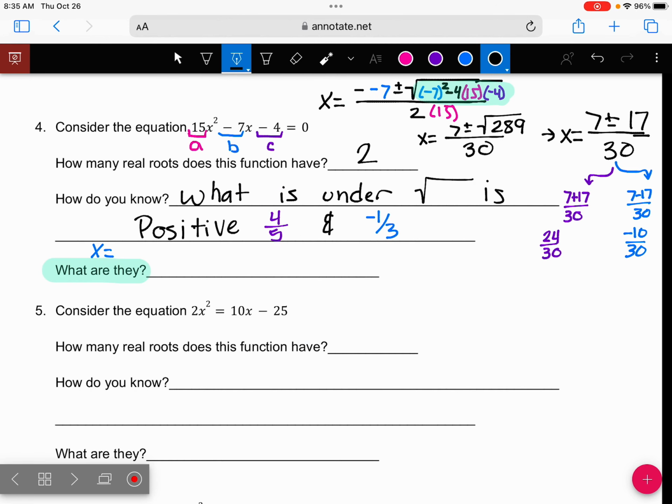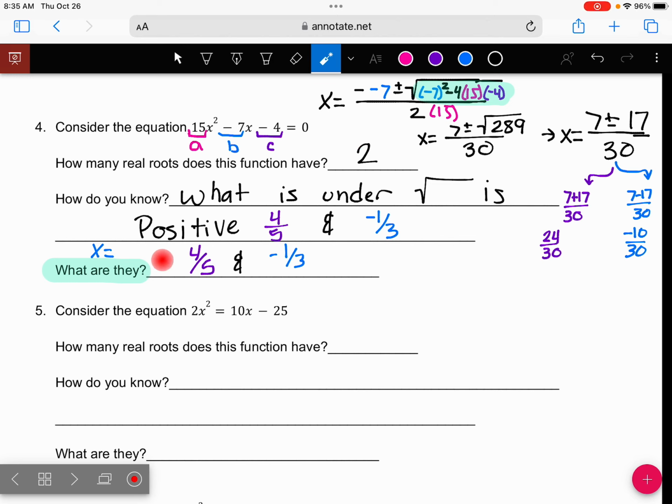So 4, 5, and 6 are just asking you to solve it. Oh, I wrote those on the wrong line. That's what happens when I zoom it in too close. 4/5 and negative 1/3. They're still asking us to solve it. They're just asking us to do it in a really weird way.